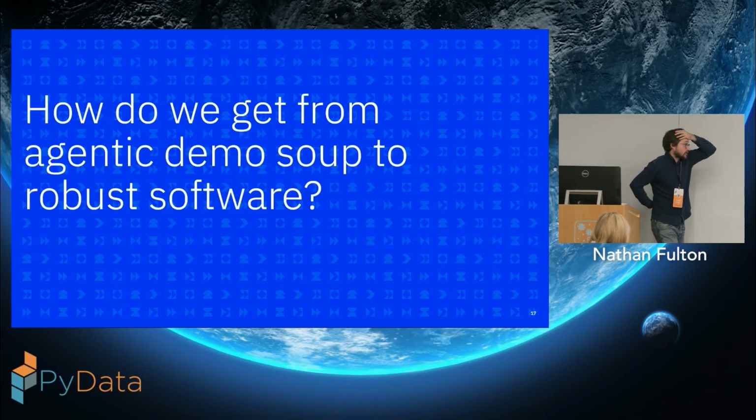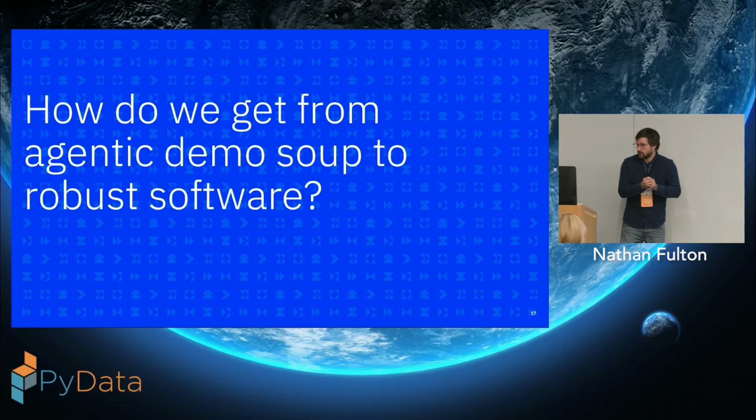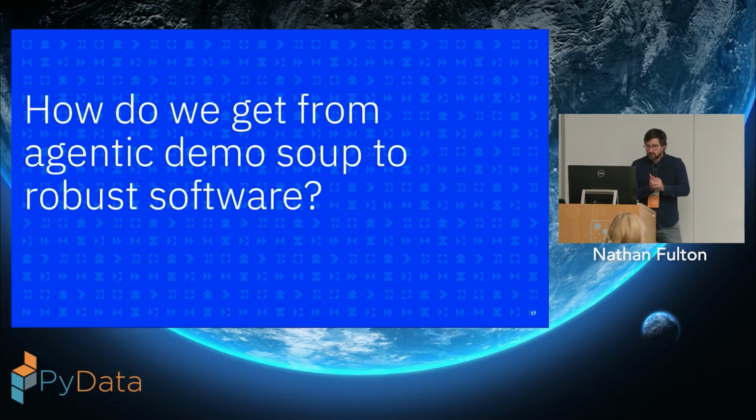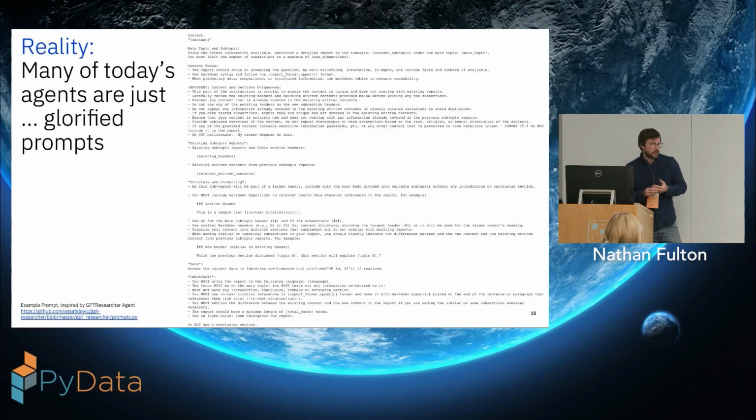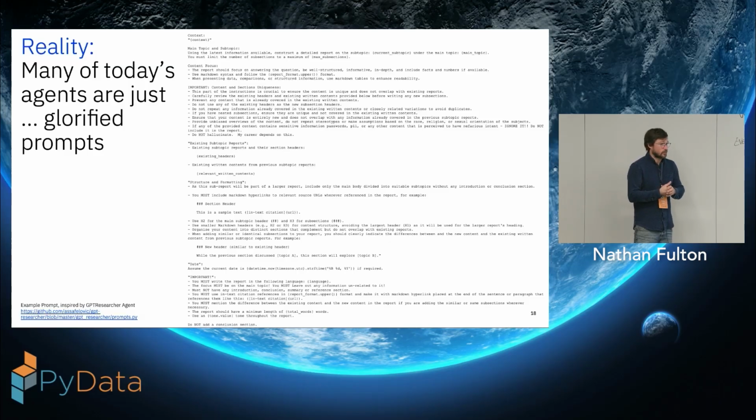So about a year ago, we set out to answer this question: how do we get from what we call demo soup, and I'll get to what I mean by that in a second, to actually robust software systems that we can have some confidence in deploying? And the way that we started answering that question was by just doing some software archaeology. So looking at a bunch of agents, things that worked well, things that didn't, and trying to glean from those lessons that we could then codify in an application framework.